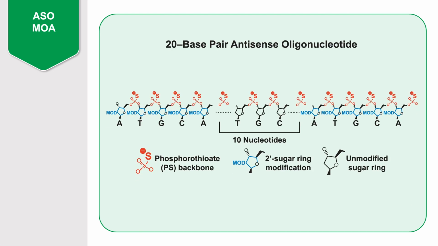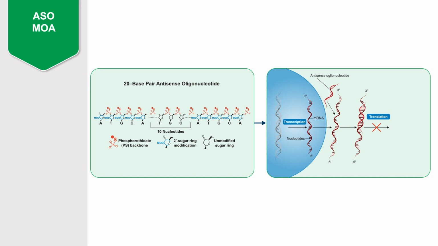Antisense oligonucleotides target specific RNA sequences by constructing complementary oligonucleotides that bind to the native mRNA sequences and reduce their translation and subsequent protein expression, effectively downregulating or silencing mutant genes.